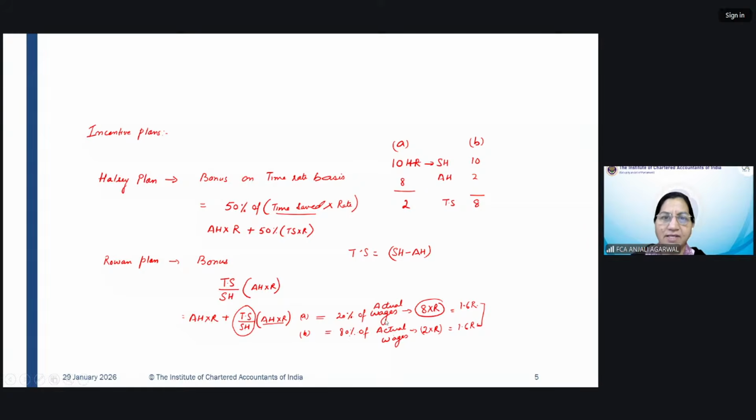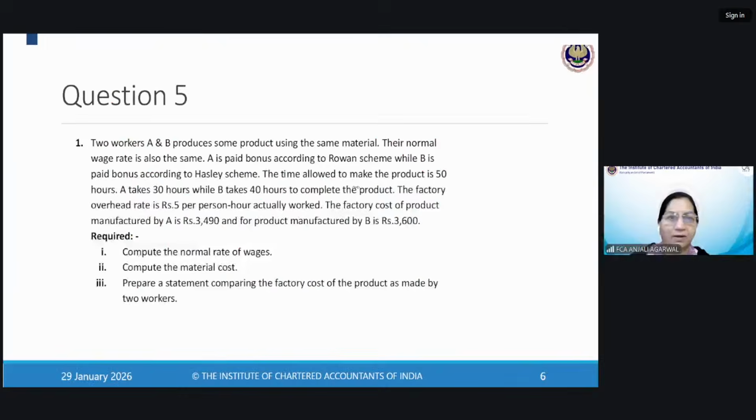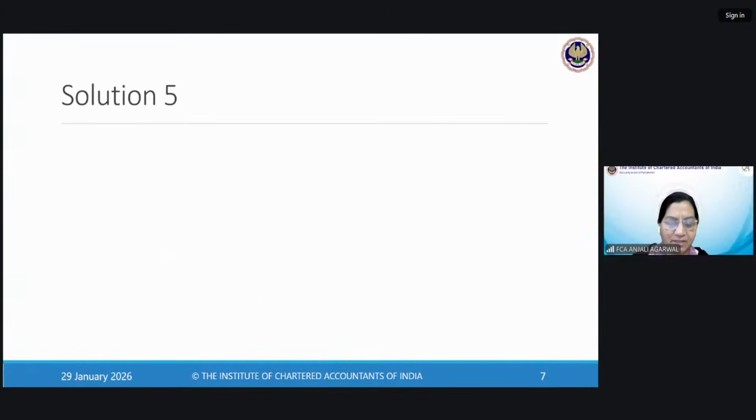So in that sense, we can say that Halsey plan is better than the Rowan plan. What would happen if the time saved comes in the negative figure after deducting? Okay. One more aspect that I'd like to explain here is, bonus is paid only when there is saving in time, when time is saved. So that means actual hours should be less than standard hours.